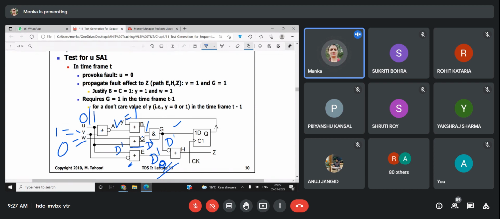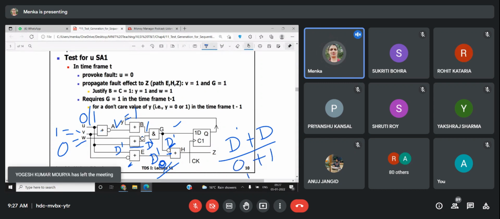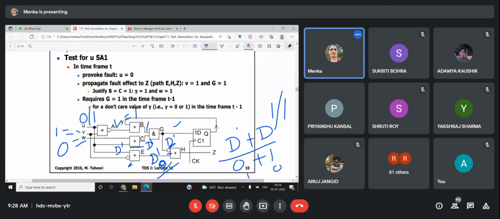So what will d and d dash become? What will d and d dash become? From here, d dash becomes d because a NOT is attached. Here there is d dash, so both will become 1, right? 0 is fault and 1 is not fault. 1 is fault and 0 is not fault. So what you will be having is a true value of 1. That is also not applicable. Yes or no? Contradiction you are having. Yeah. Yes, ma'am.